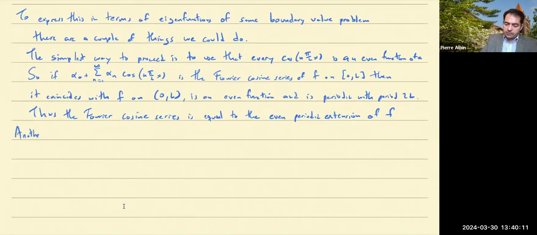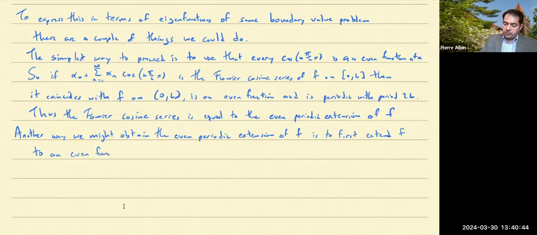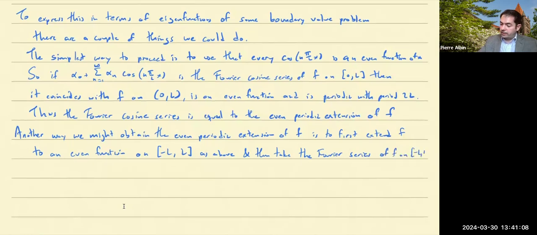Okay, another way we might obtain the even periodic extension of f is to first extend f to an even function on minus L to L as above, and then take the Fourier series of f on minus L to L.